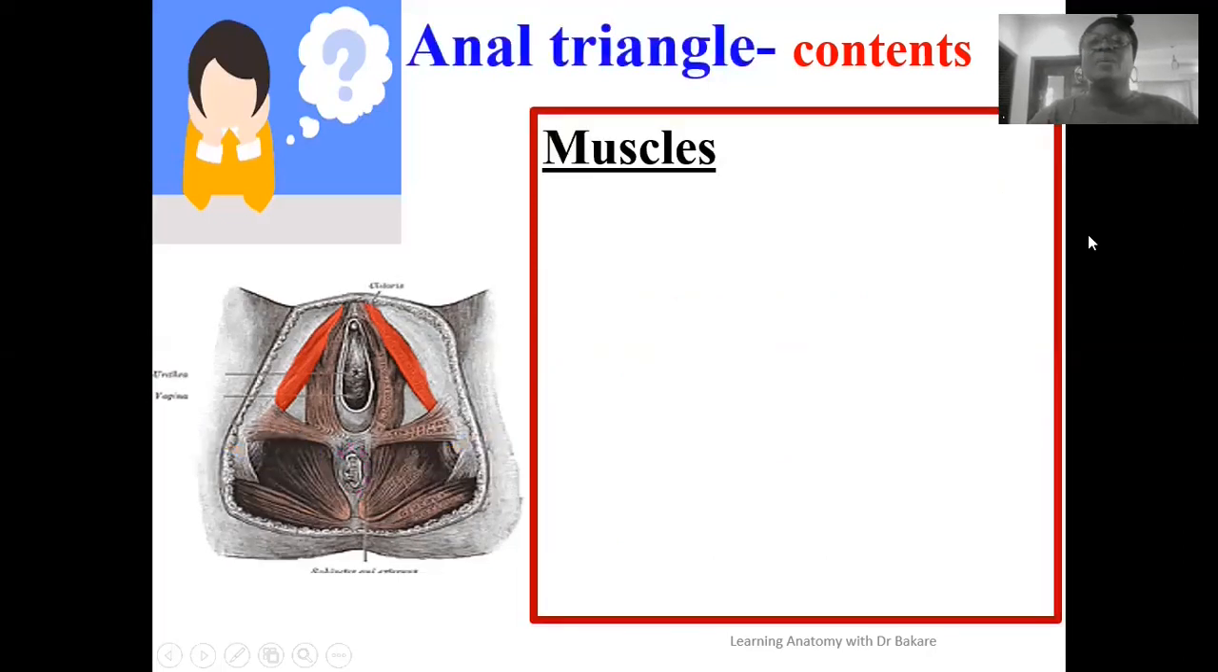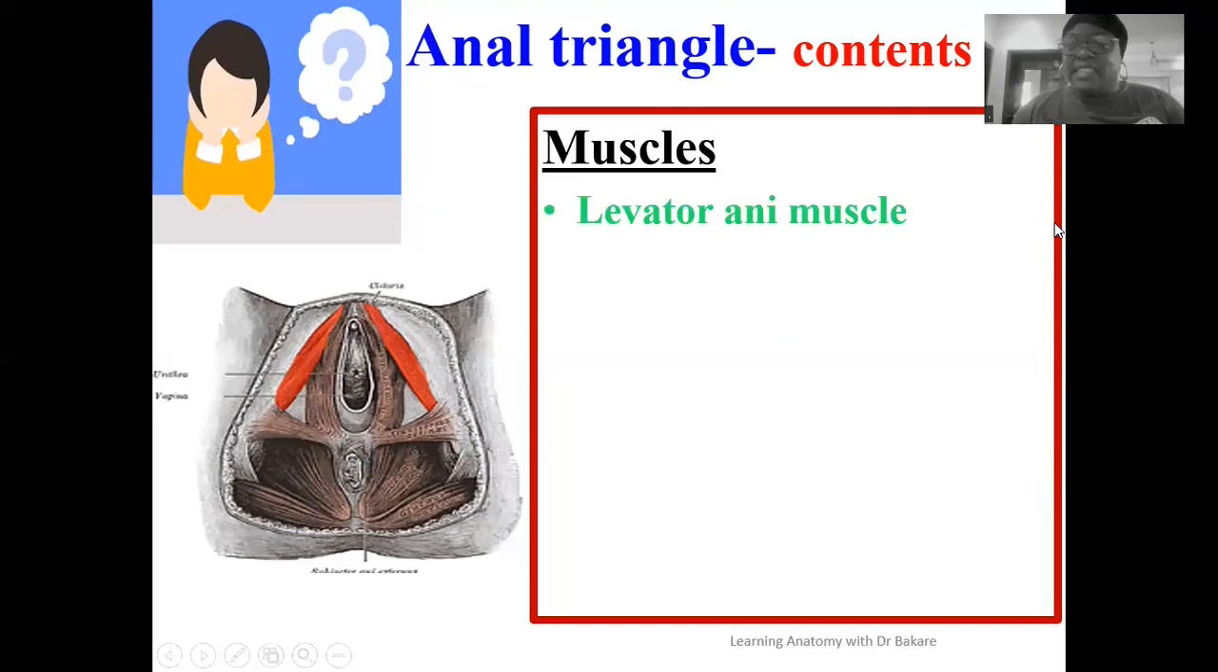We also have a number of muscles located within the anal triangle. The first muscle that I would be highlighting is the levator ani muscle, and this is the levator ani muscle here, arrowed in green. You know that the levator ani muscle forms the bulk of the structural component of the pelvic floor. I've also put up a lecture on the pelvic floor. If you've not checked that lecture, please kindly go and do so. The levator ani muscle is the major structural component of the pelvic floor.